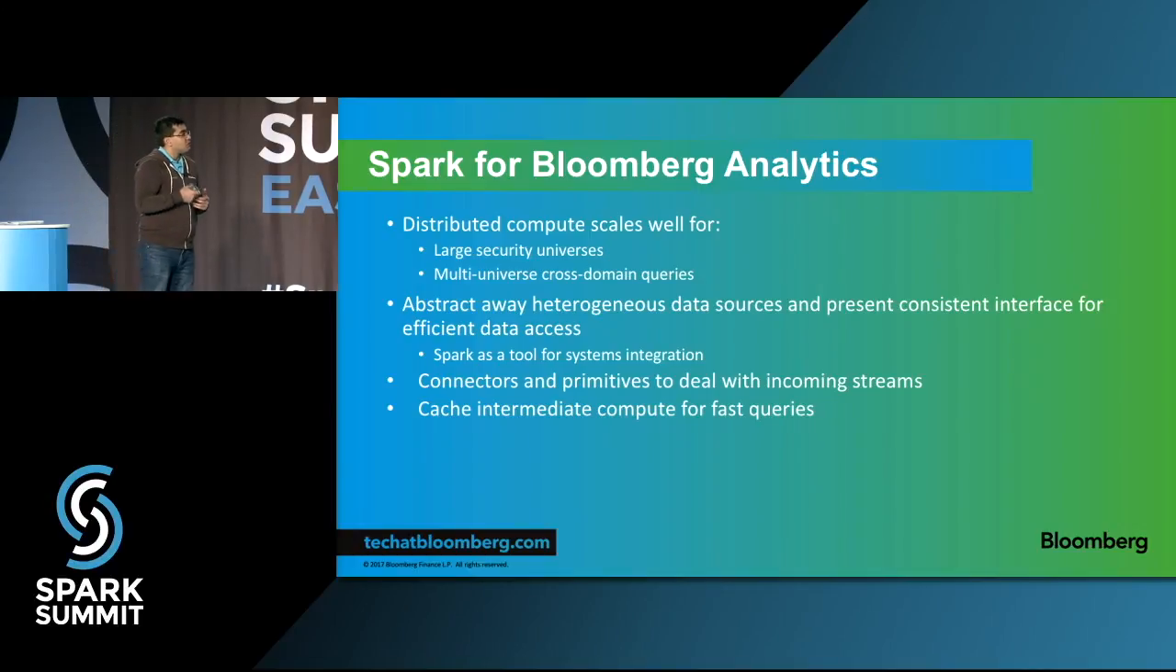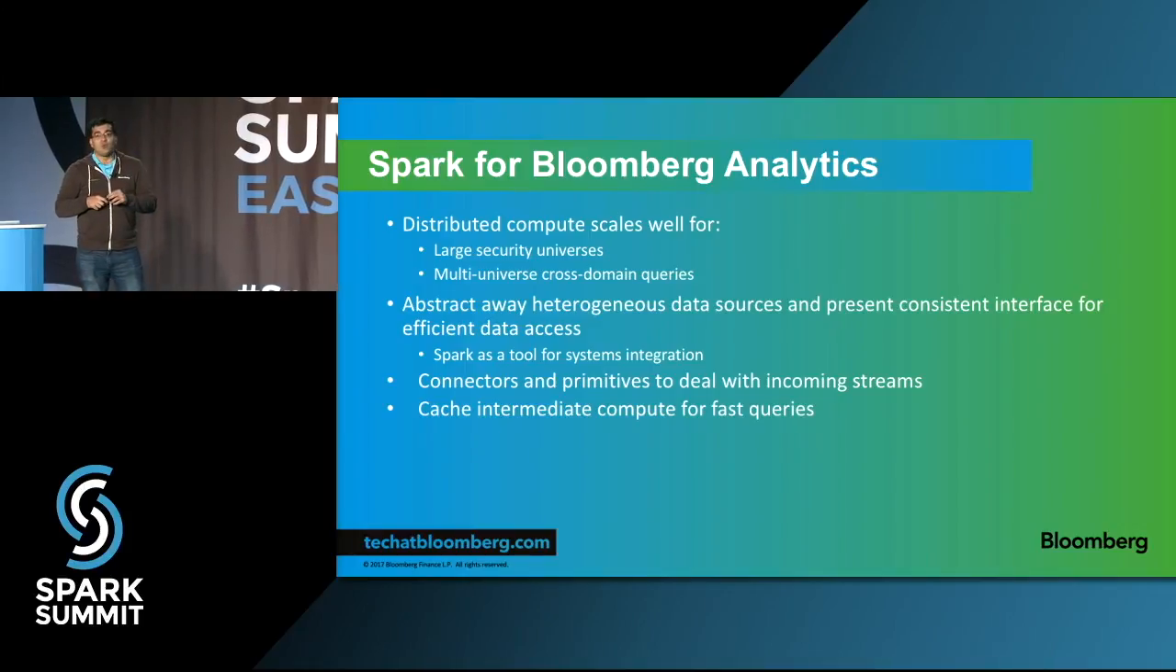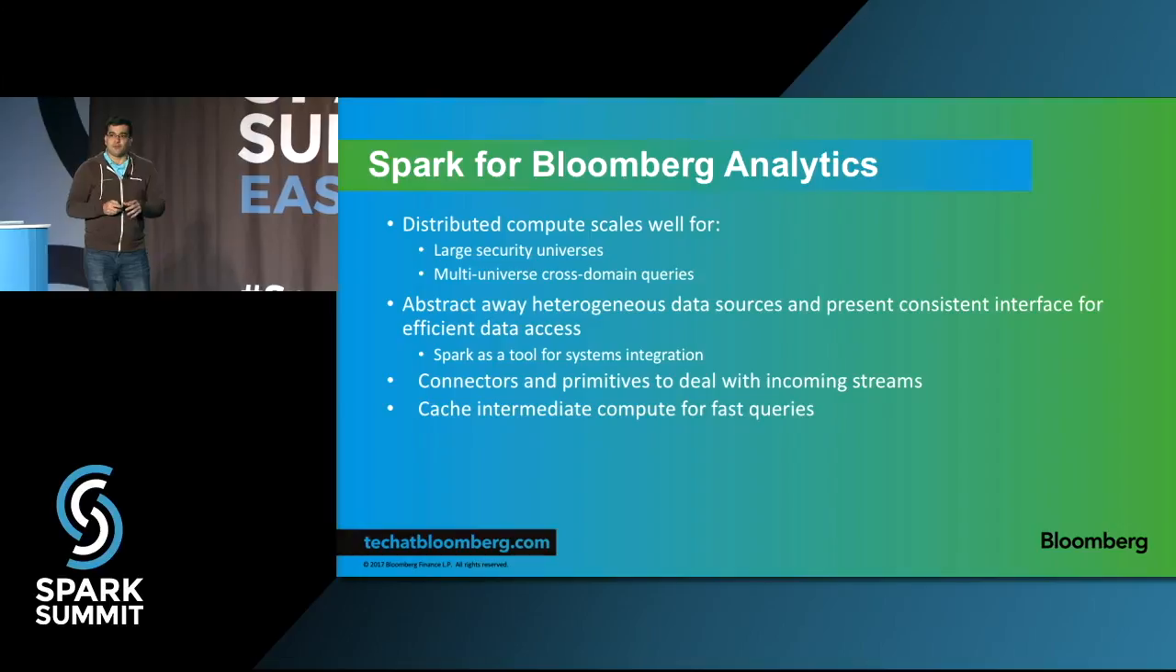Apart from this, Spark also has connectors and primitives that deal with stream processing, which plays a very big role in the kind of work that we are interested in, because that helps us ingest real-time financial data. And in some cases where you want really fast responses, Spark also lets you cache intermediate query results. So all of these make Spark a pretty good fit for the kind of analytics that Bloomberg is interested in.